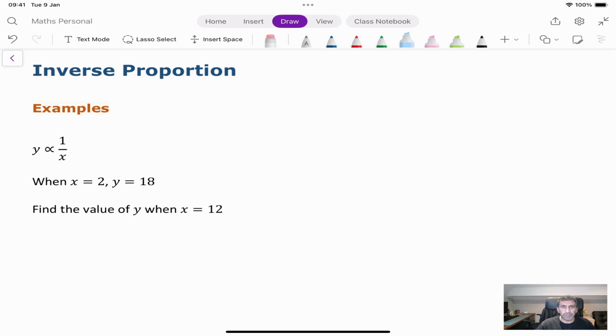In this video, we're going to be looking at inverse proportion. So I recently did a video on direct proportion. Inverse proportion works slightly differently. So we're going to start by looking at the notation involved here.